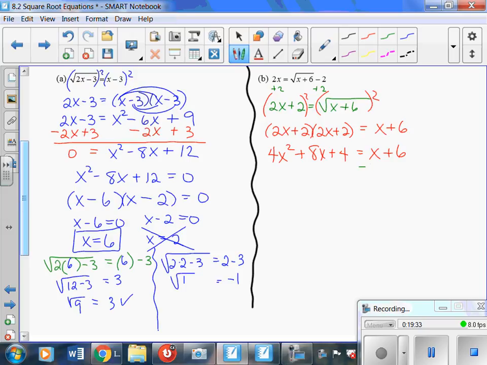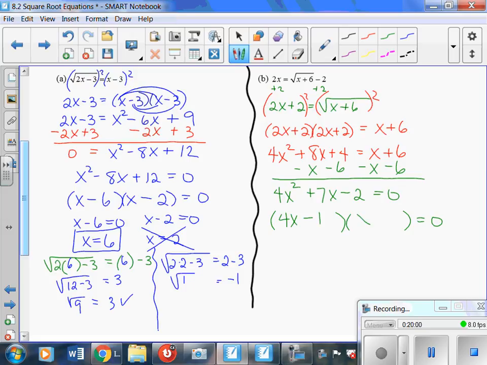Now, let's bring this over and bring this over. Again, you do not have to do this in one step. You can absolutely use 2. So we end up with 4x squared plus 7x minus 2 is equal to 0. This is factorable. Not too bad. You can do a little guess and checking here, or you can use the box, and you get 4x minus 1 and x plus 2 is equal to 0.